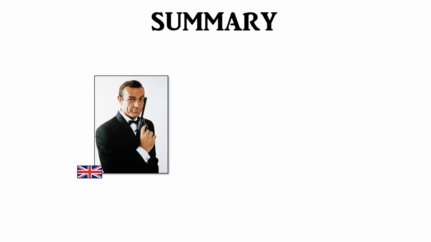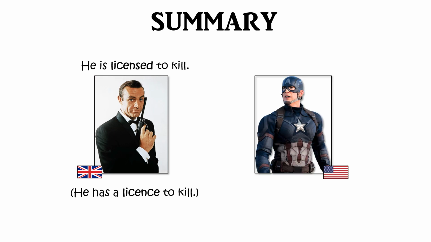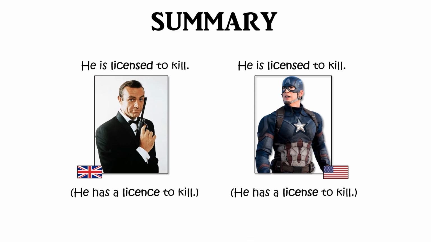So British agent James Bond, he is licensed with an S to kill. He has a license with a C to kill. The top one the verb, the bottom one the noun. Whereas Captain America, he is licensed with an S to kill, and he has a license with an S to kill. Americans don't have to worry about the C version.